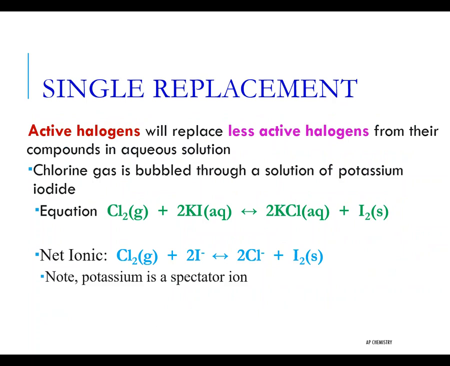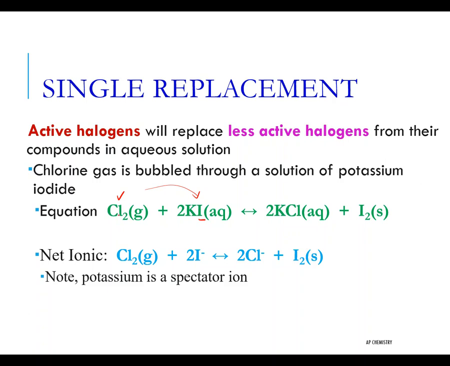Active halogens. Now, halogens follow an activity series of their own. Fluorine is the most reactive, iodine is the least reactive, and we're only focusing on those four in the category. So in order for a single replacement to occur, the halogen has to be higher up. Chlorine is higher up than iodine on the periodic table, so it has the ability to replace it in the compound.